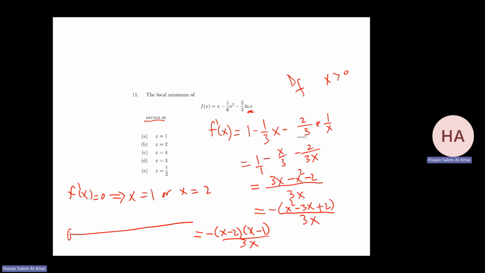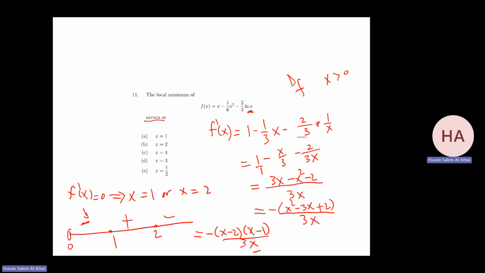So put the number line starting from 0. At 0, the function is not defined, so we don't care about it. This is 1. This is 2. Take a value between 0 and 1, like half. It will be negative, negative, negative, over positive. So the answer is negative. Between 1 and 2, 3 over 2 will be positive. Here is negative. And the denominator is positive actually everywhere. More than 2, it will be negative, positive, positive, so the answer is negative.